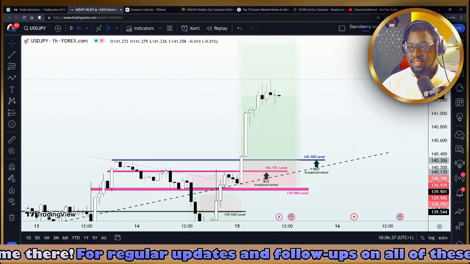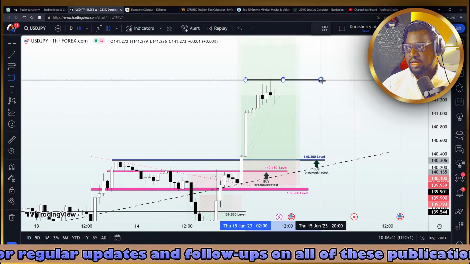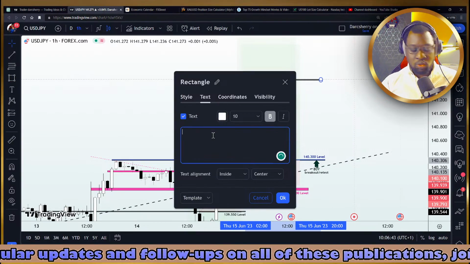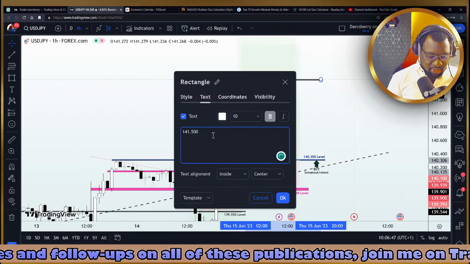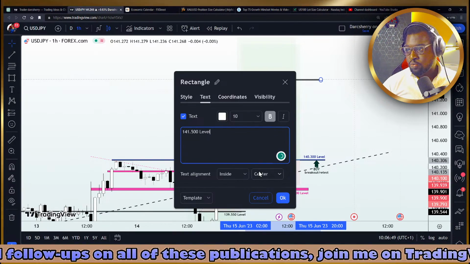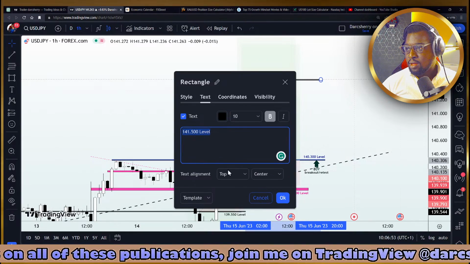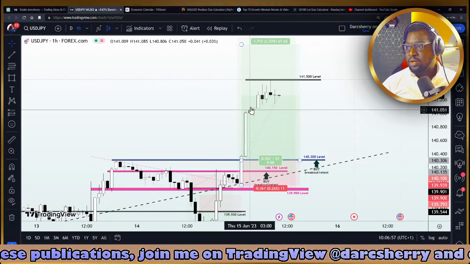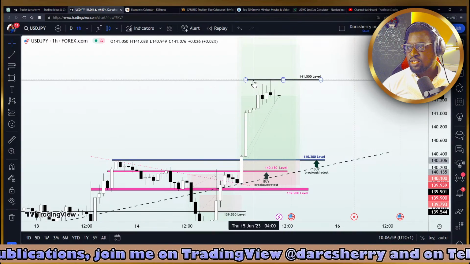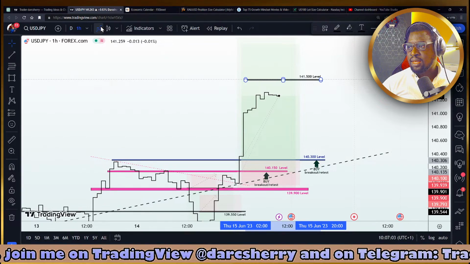Now, to make things easier, we want to identify structures around this area. So we have one at a psychological level here at the 141.500. So we want to mark these levels out on our chart. 141.500 level, as you can see here, at the top right hand side of our screen. Then we want to have the support line of this chart. Let me see if we can find something on our line chart.